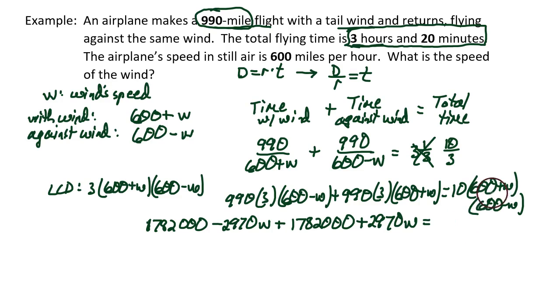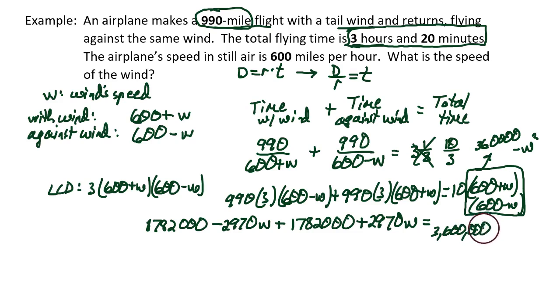When working on the right side, we're going to multiply the 10 to the 600 plus w times 600 minus w. Do you recognize that that piece is a difference of squares? When you multiply them together, you get 360,000 minus w squared. Let's multiply the 10 to that. 3,600,000 minus 10w squared.